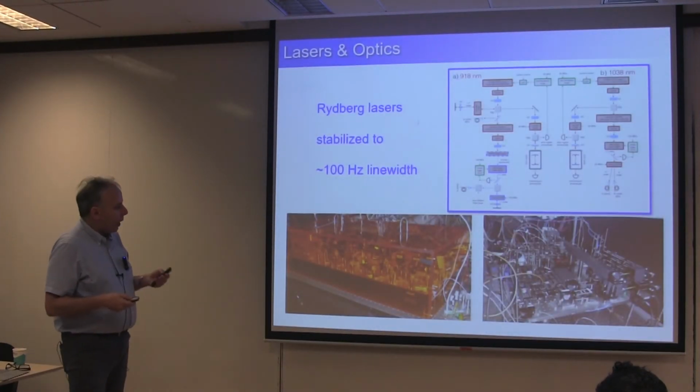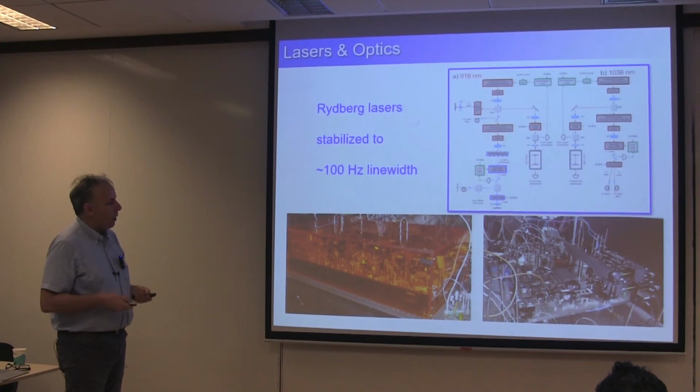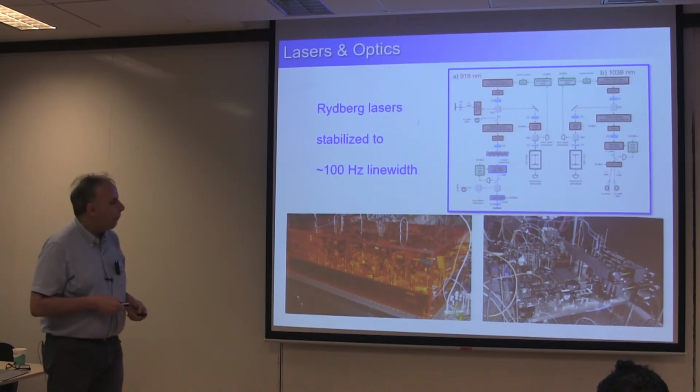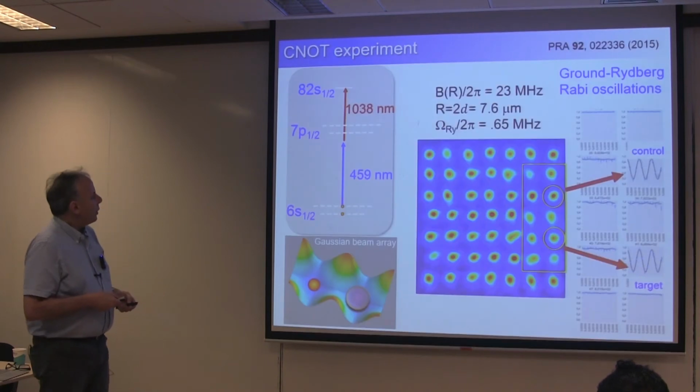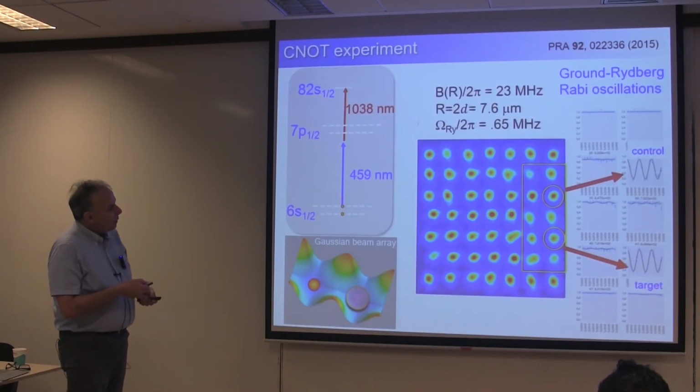The apparatus for doing it is all the stuff we use for single qubit gates, plus some highly stabilized Rydberg lasers that we lock to cavities and have 100 hertz or so line width on. Okay, so here's a schematic of how we approach these Rydberg experiments.